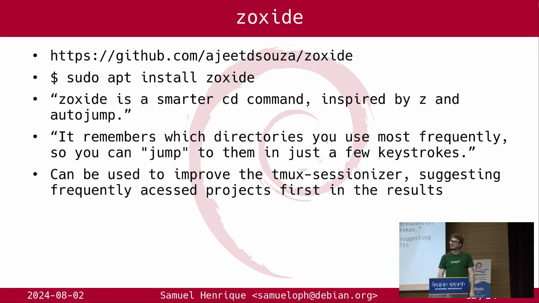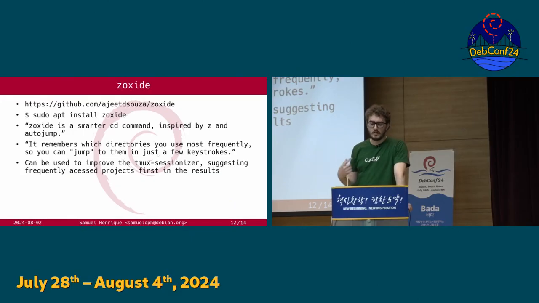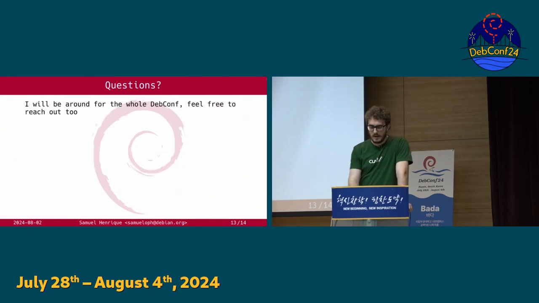So yeah, you can use Zoxide with that, because you can integrate Zoxide into the list of projects that is used in tmux sessionizer, such that the projects you access the most are listed on top. So if you have two projects with similar names, the one that you access the most is going to be on top, because Zoxide provides us this scoring of what you access the most.